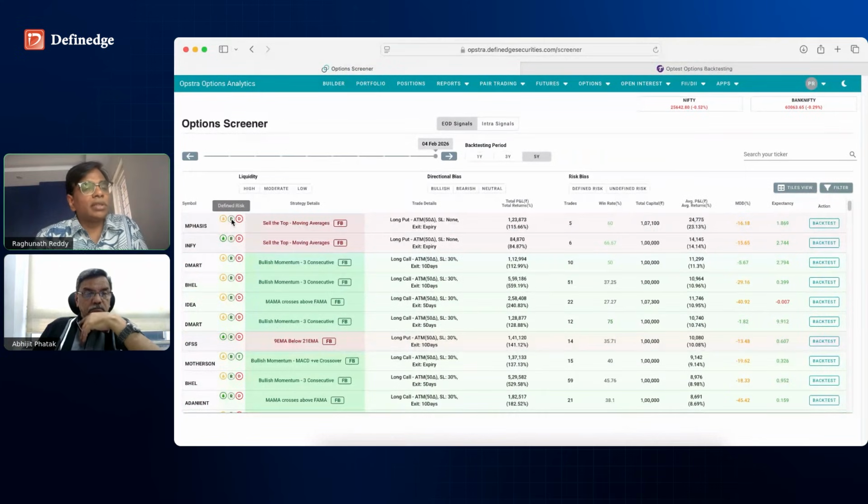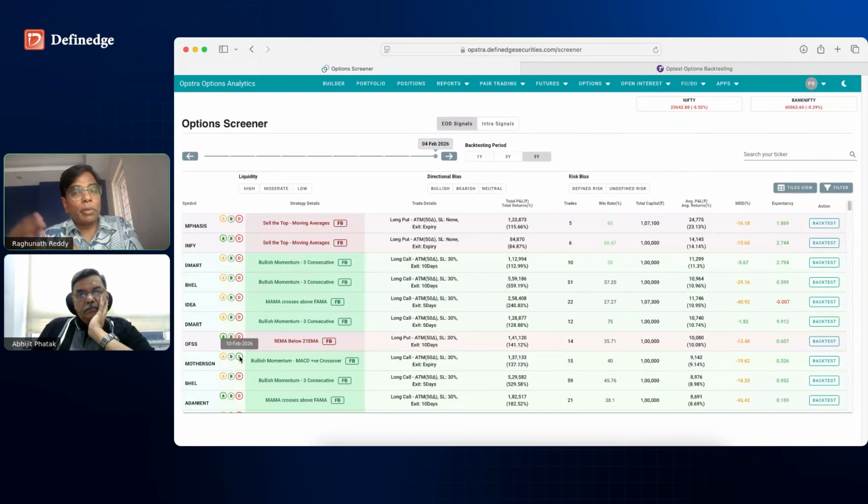If it is green, it means it is defined risk, which means you know the loss already when you're entering this trade. And finally, what was the earnings date. If it is red in D, it means it's already declared, so the results are already declared. If it is E, it means the result is upcoming.